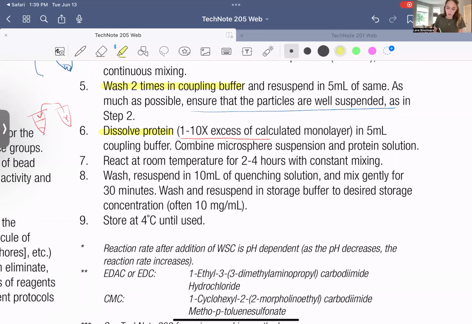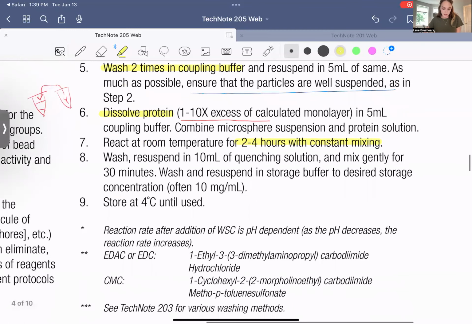Okay, and then this is the long incubation period. React at room temperature for 2 to 4 hours with constant mixing. This is just a personal preference, but the longer the incubation period, the better. You can put it on an orbital rocker, either at room temperature or in the fridge. This is something that you can experiment with, but give those babies time to bind.